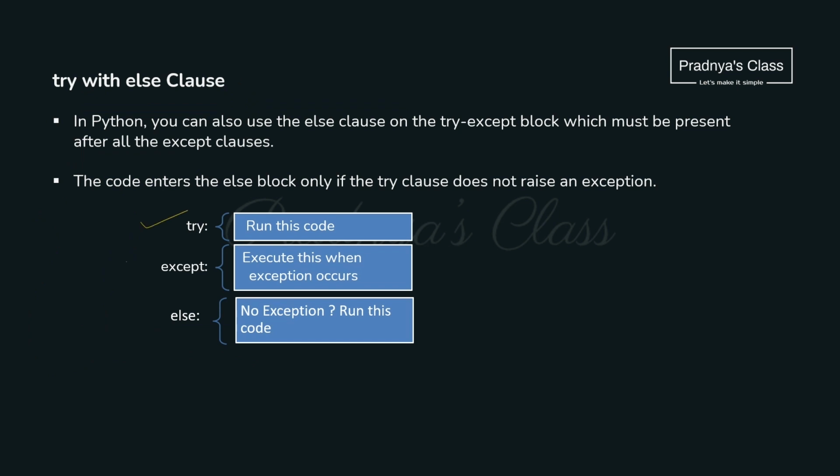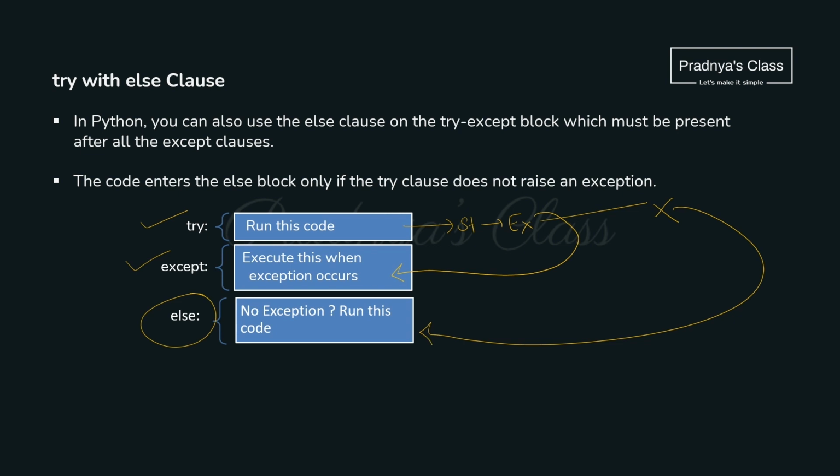We understood try and except block. There is one more block, that is else block. In the try block, we write the statement which results in an exception. If an exception occurs, it will come to the except block. But what if an exception doesn't occur? Then it will come to the else block. The else block we need to write after all the except blocks.